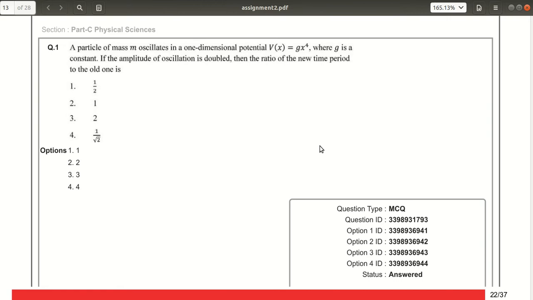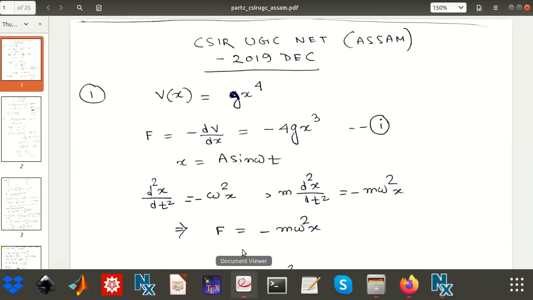So let's start. The first question was: a particle of mass m oscillates in a one-dimensional potential V(x) equal to g x to the power 4, where g is a constant. If the amplitude of oscillation is doubled, then the ratio of the new time period to the old one is, this option. Let's have a look at the solution.